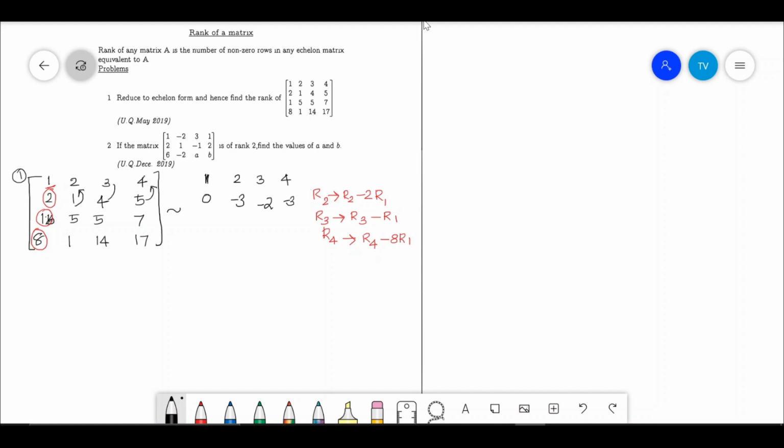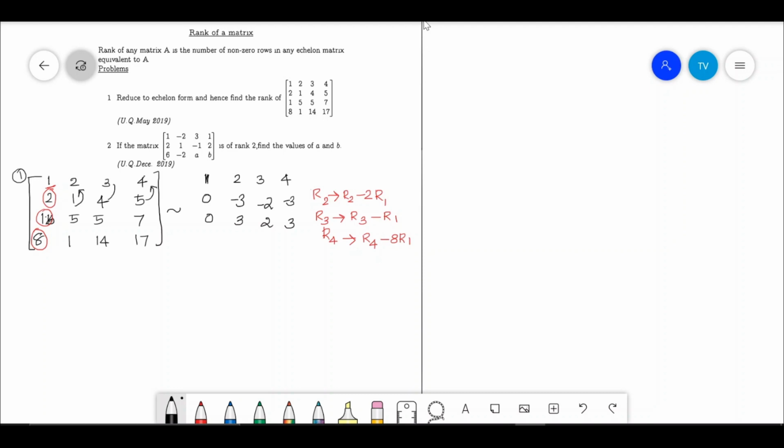Now consider the next transformation, R3 minus R1. Simply subtract the first row from the third row. So 1 minus 1 is 0, 5 minus 2 is 3, then 5 minus 3 is 2, 7 minus 4 is 3. So that is how the third row is transformed. R3 minus R1 is applied to every element of the third row.